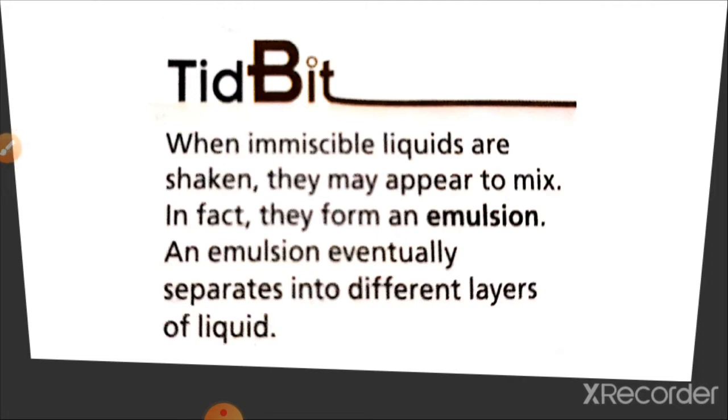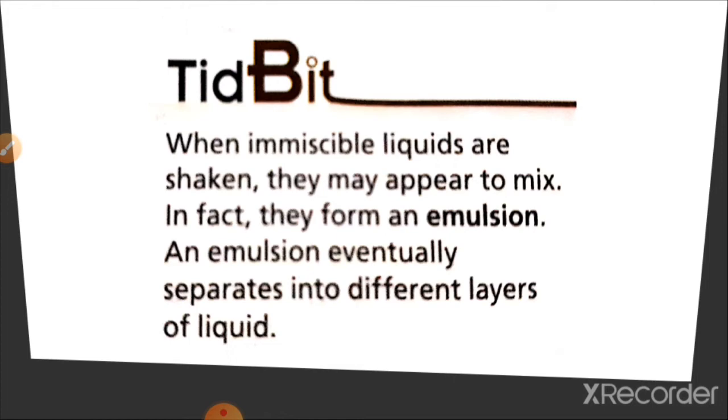This tidbit is from your book. When immiscible liquids are shaken, they may appear to mix. In fact, they form an emulsion. An emulsion eventually separates into different layers of liquid.